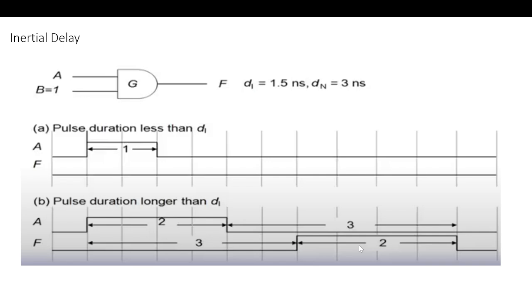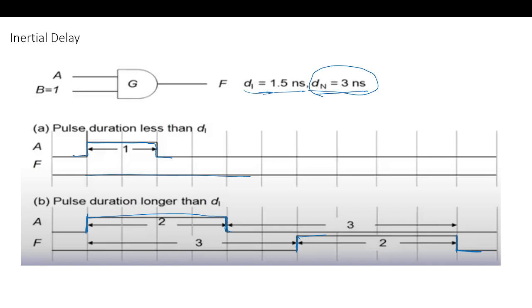The next delay is the inertial delay, the minimum input pulse duration necessary for the output to switch. Say D1 is 1.5 nanoseconds and Dn is 3 nanoseconds. This pulse duration is just 1 nanosecond, which is not sufficient to switch, so the output will show no switching. Whereas this duration is longer than the 1.5 nanoseconds of D1, so there should be a switching, and it should be visible after Dn, 3 nanoseconds. That is the inertial delay.